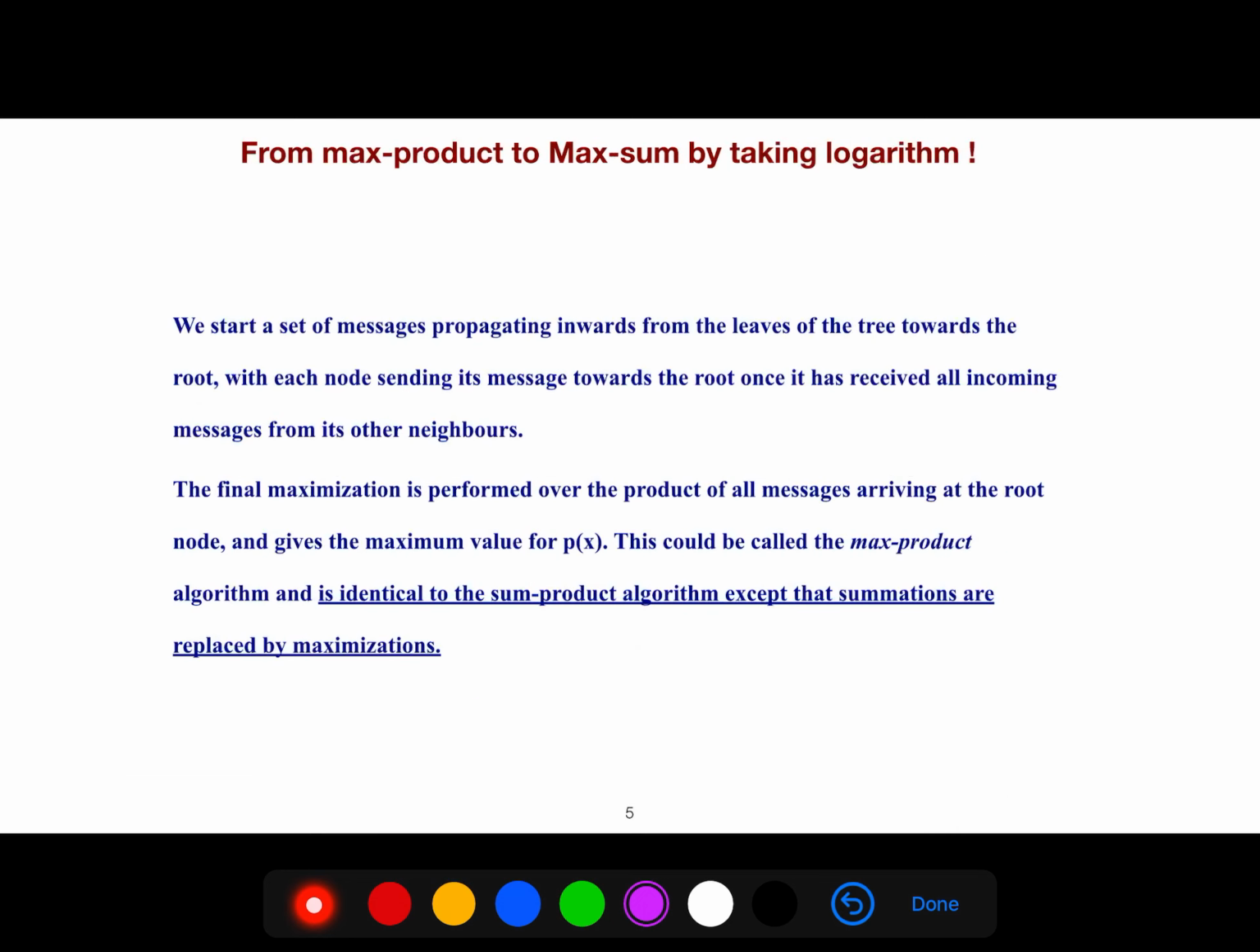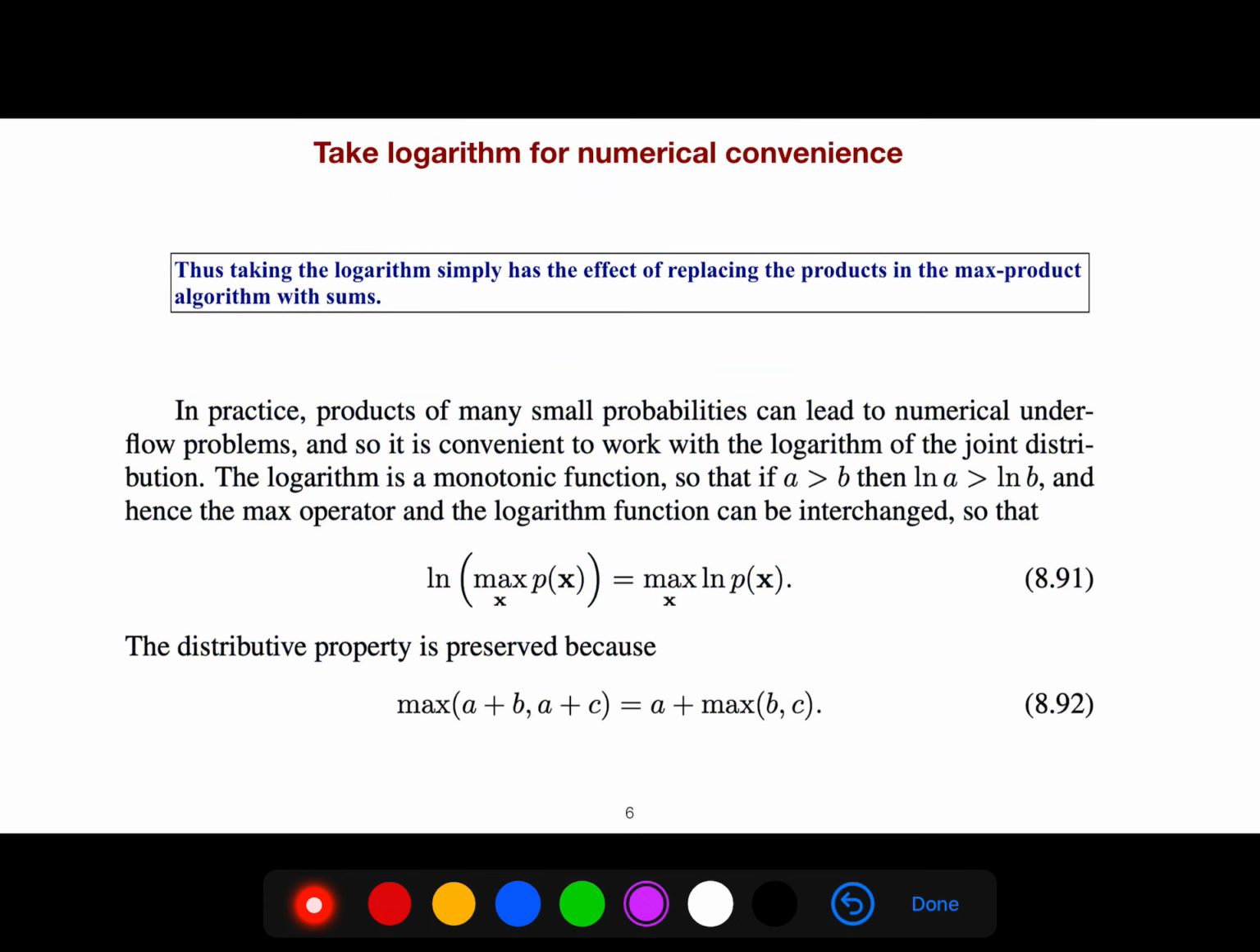So we want to move from max product to max sum. Of course, max product is another name for max sum, because if you use the logarithm, then it's a sum. So if you see in some articles they say max sum, they are talking about the same problem. We are maximizing a probability. This is the same problem. We take the logarithm for numerical convenience. It's easier to work with good numbers, just like in some problems in finance.